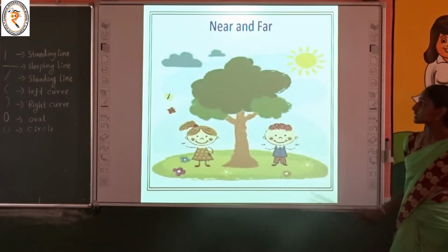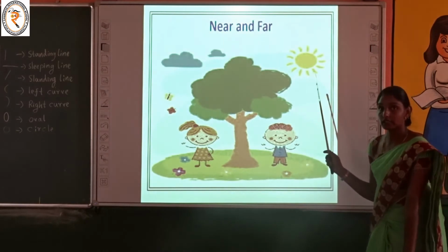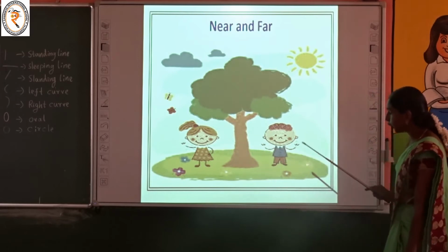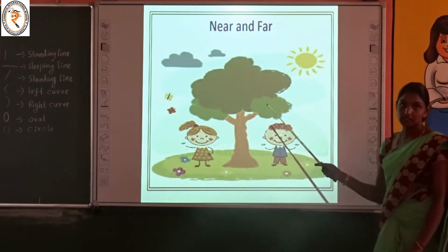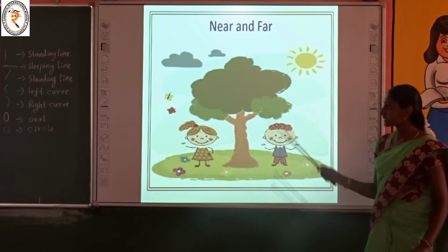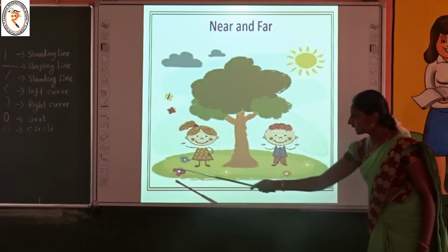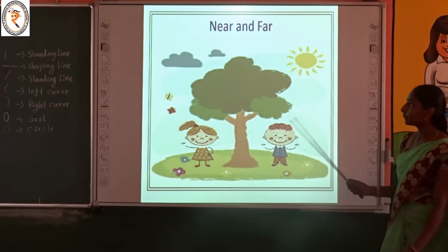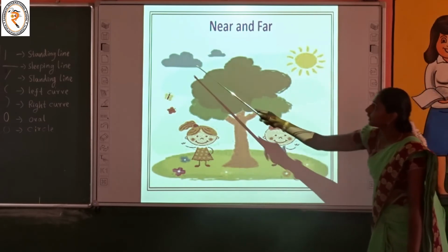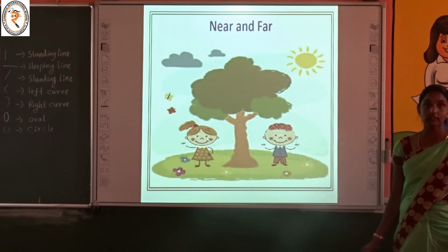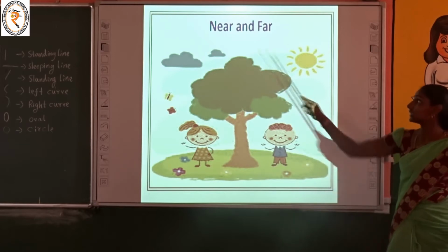See this picture. What are the things you can see in this picture? Sun, clouds, sky, butterfly, girl, boy, grass, flowers and tree. Can you tell me what are the things near and what are the things far from us? Yes, the tree, the butterflies, the grass, the flowers, the girl and the boy are near to us. But the sun, the sky and the clouds are very far from us. Are you clear, children? I hope that you all have a good idea about near and far.